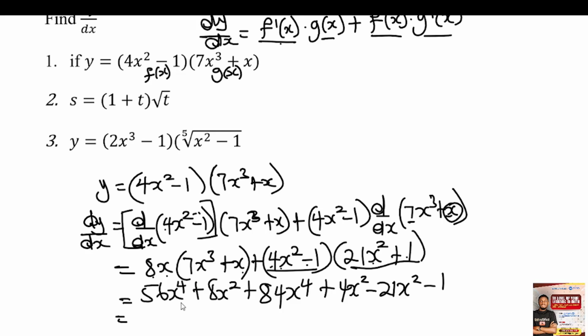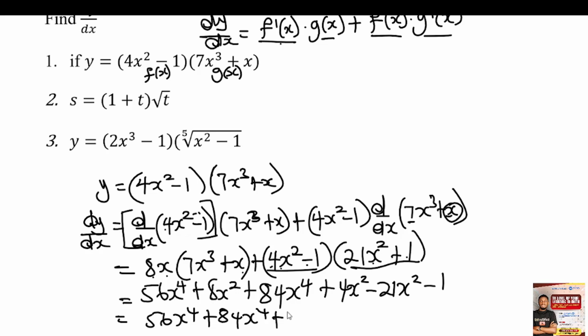Then we check through. We have like terms. So 56 x exponent 4 and 84 x exponent 4 are like terms. So 56 x exponent 4 plus 84 x exponent 4.